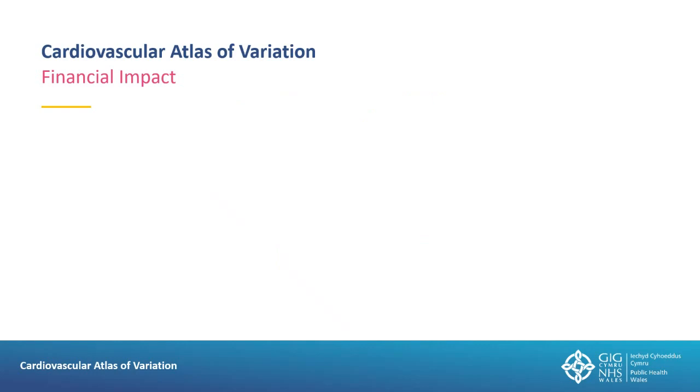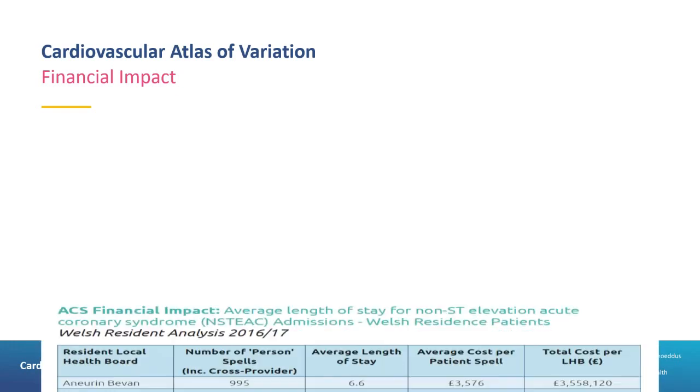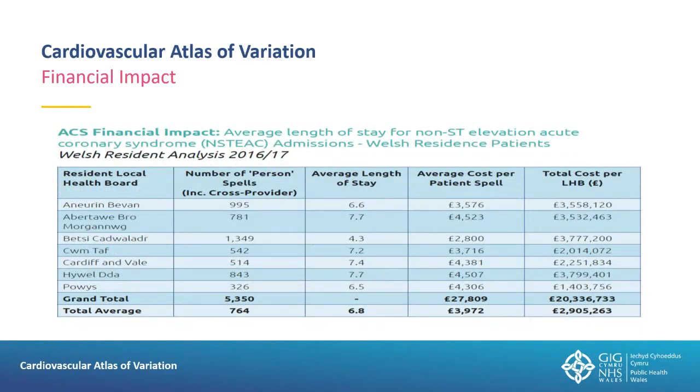What we did, which I think again is unique in atlases, was to also look at the financial impact by costing the hospital admissions. So this table is just showing the cost of patients arriving in a hospital with a non-ST elevation acute coronary syndrome. And it gives you a cost for Wales, bottom right, grand total of just over £20 million. But it's split by health board and it's averaged out.